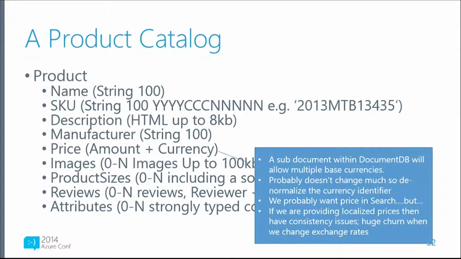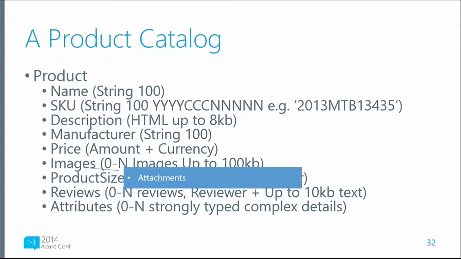We probably also want to push some of this data across to search, but on the basis that we're working with currencies, we probably want to have localized data in search. That in turn brings a whole lot of consistency challenges, right? If we're storing currency information inside our document database and we are determining product prices dynamically on the fly using currency exchange rates, we're going to have consistency challenges with the data that we need to push over into Azure Search. Images, hopefully it's pretty obvious now, they're going to go into attachments, right?